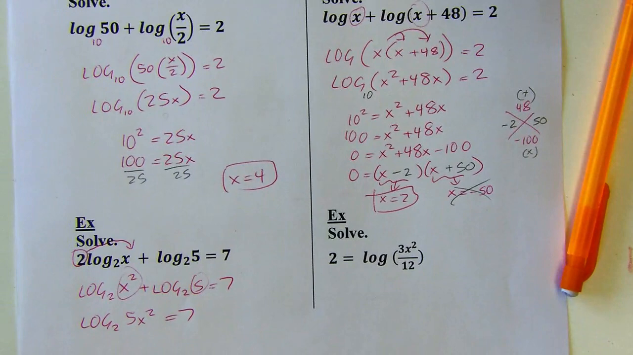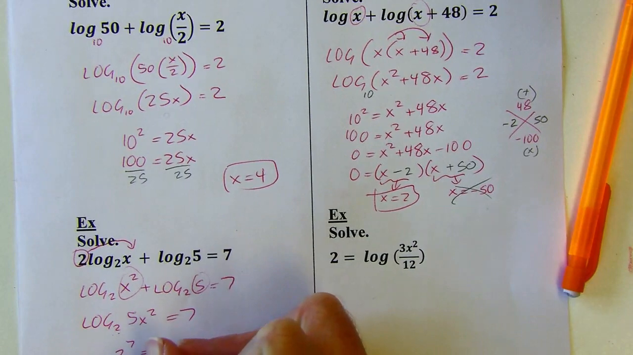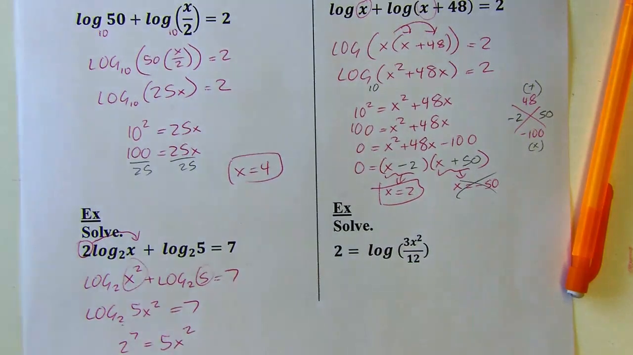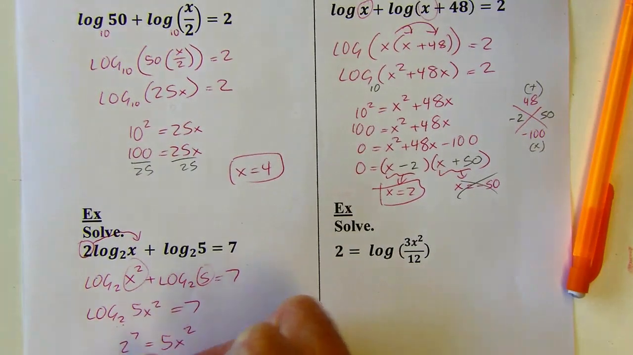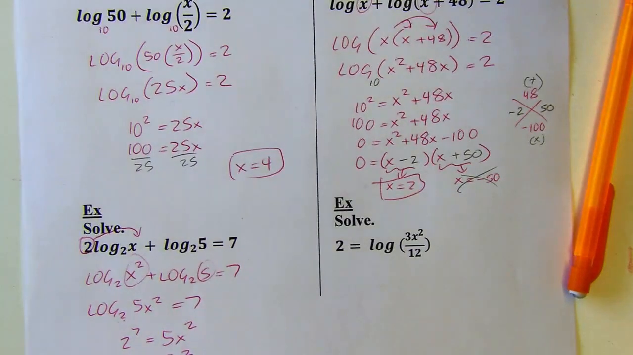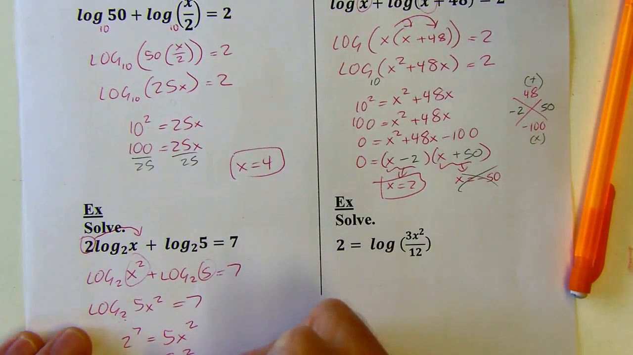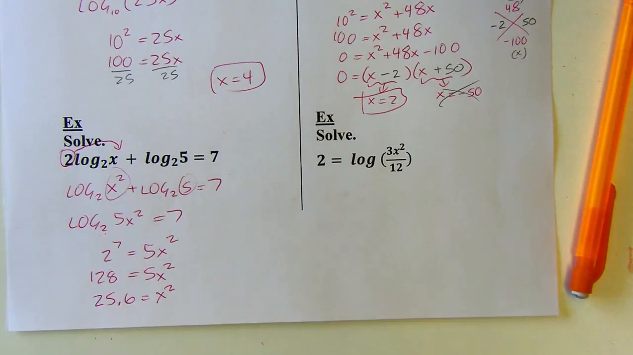Okay, so now I can convert this. 2 to the 7th is going to equal 5x squared. Let's see. 2 to the 7th is going to come out to 128. Okay, I'll divide by 5 next. Not really fully showing all of my work because I'm running out of space. Oops, I'm off screen too. Sorry, there we go. There's 128 divided by 5, gives me 25.6.